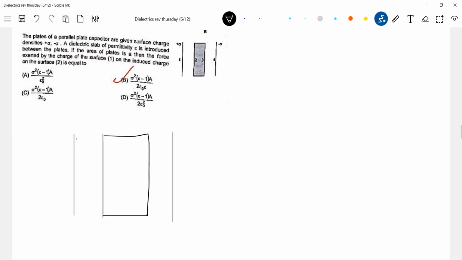So this is the plate. Sigma, minus sigma. So induced charge will be minus sigma plus sigma I.